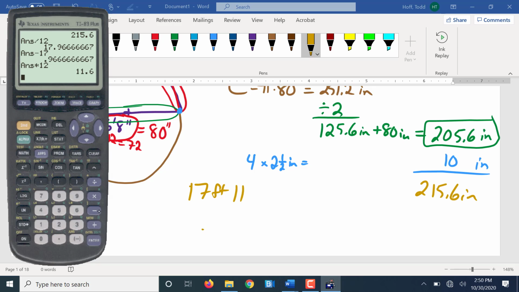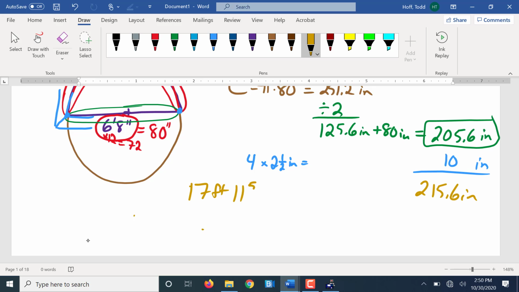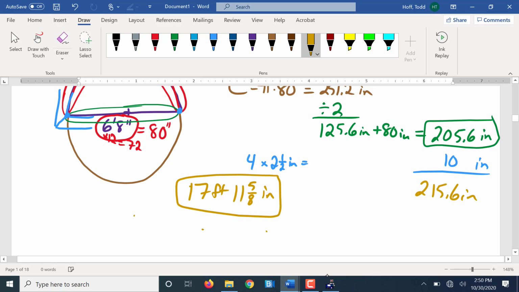So we've used the 11, so we're going to take off the 11. We've got 0.6 inches left. What am I going to do with that? Times 8, because we want it in eighths. So 4.8 is going to be 5/8, right? 4.8 is closer to 5. 17 feet, 11 and 5/8 inches.